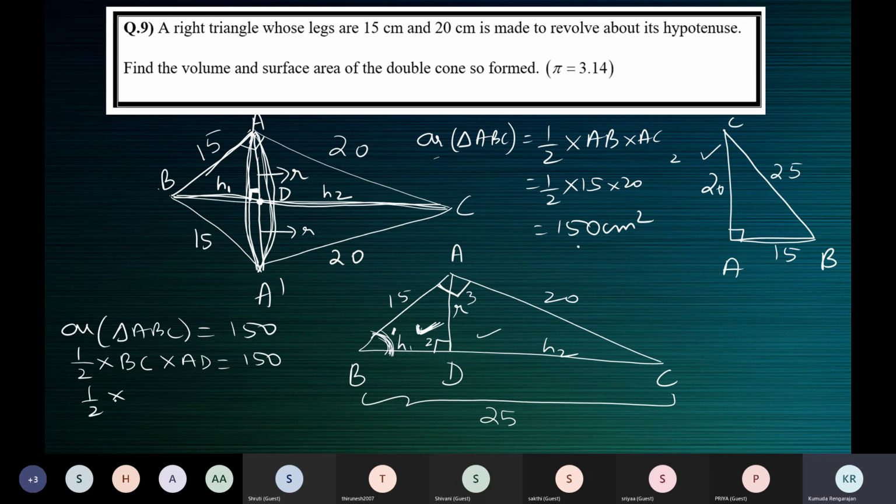So half into BC is 25. The hypotenuse you should find using Pythagoras theorem. Half into 25 into AD is equal to 150. So AD is equal to 150 into 2 by 25. So AD is equal to 12 centimeters. So you see that the radius is 12 centimeters. That's all.